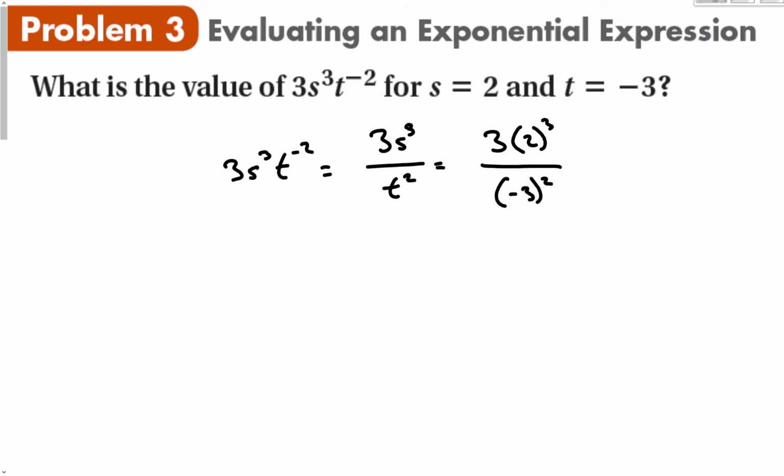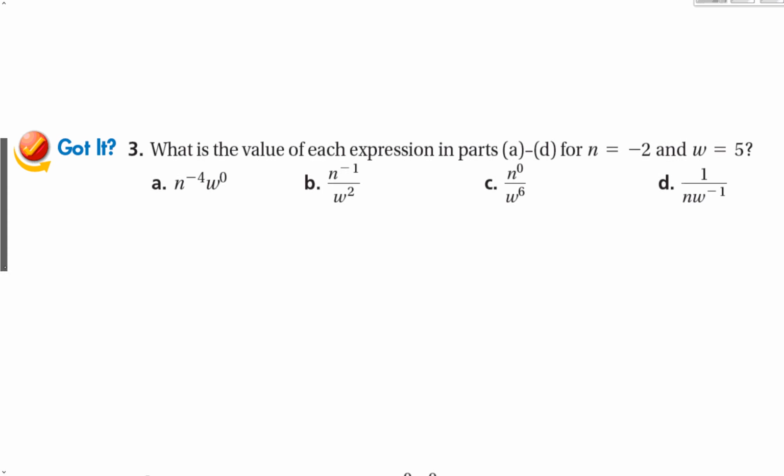Okay, so that's now 3 times 2 to the third is 8, over negative 3 squared, which is 9. And so my answer becomes 24 over 9, or 2 2/3. Okay, let's try some guided problems.